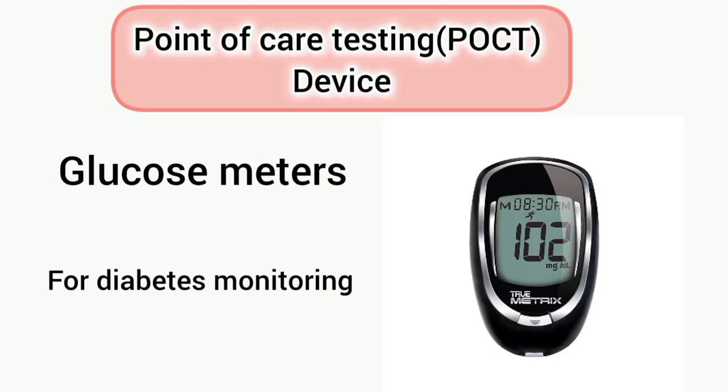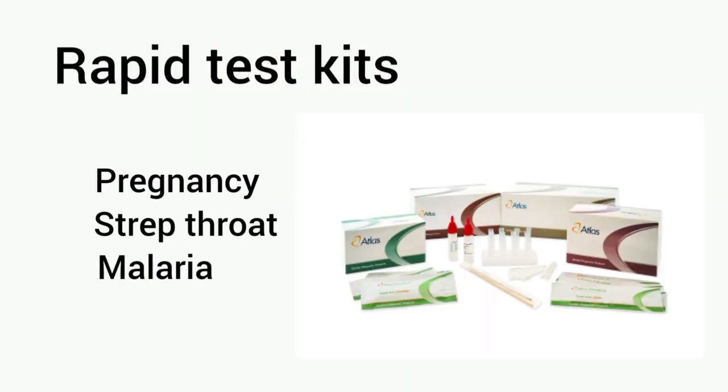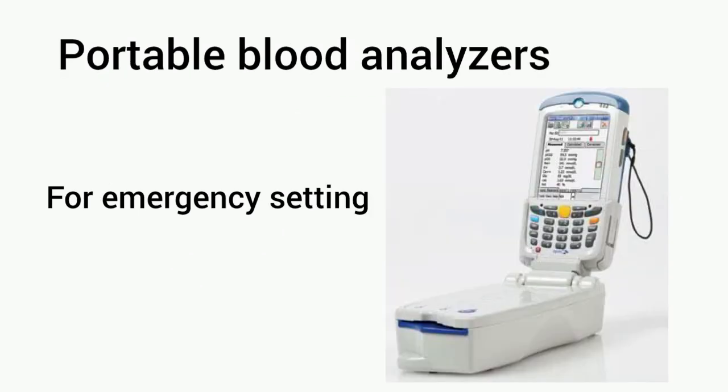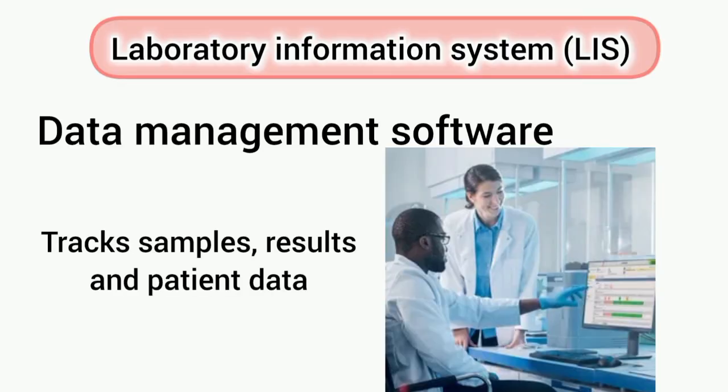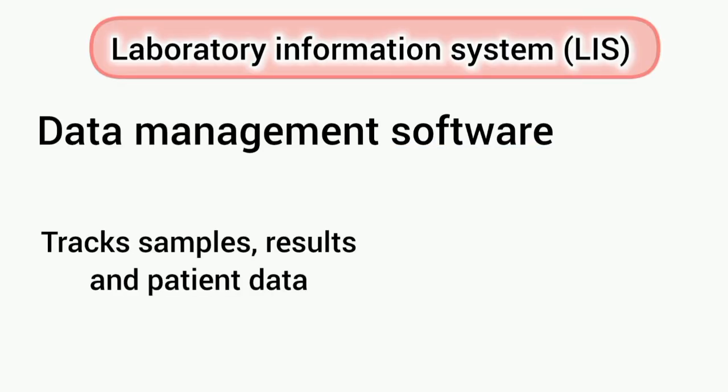Point-of-care testing equipment in medical laboratory: glucose meter, it is used for diabetes monitoring. Rapid test kits is used for pregnancy, strep throat, malaria. Portable blood analyzer, it is used for emergency situations. Laboratory information system, it contains data management software for tracking samples, results, and patient data.